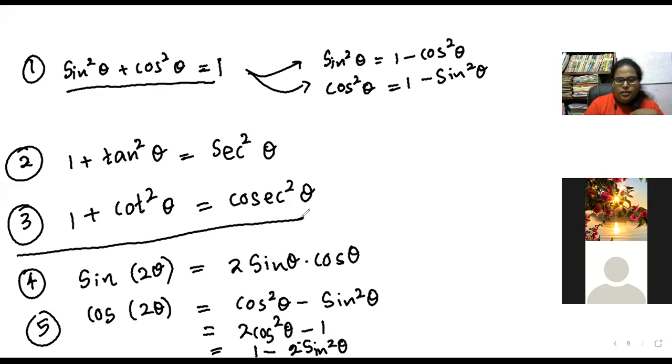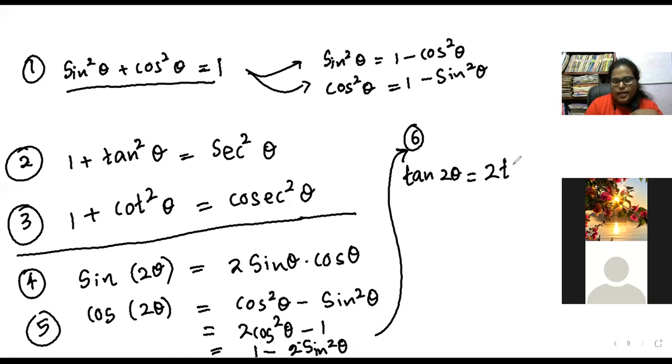And as well, we can write tan 2 theta also. Tan 2 theta equals 2 tan theta divided by 1 minus tan square theta. Right? And these are all about the double angle formulas. And we'll see what are the next things you have in your lecture.